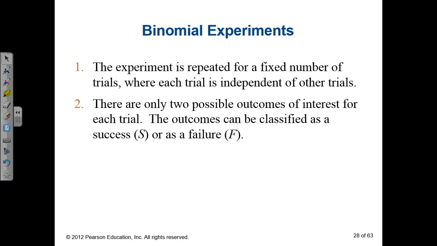But now we can take other experiments that have more than 2 possible outcomes. For example, the roll of a die, and if the outcome we're looking for is either it lands on 2 or doesn't land on 2, then it is still binomial because there's only 2 possible outcomes.